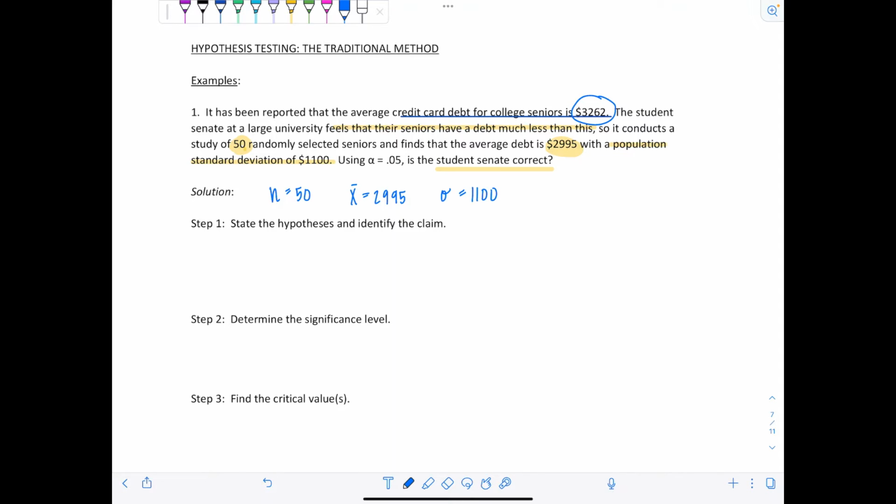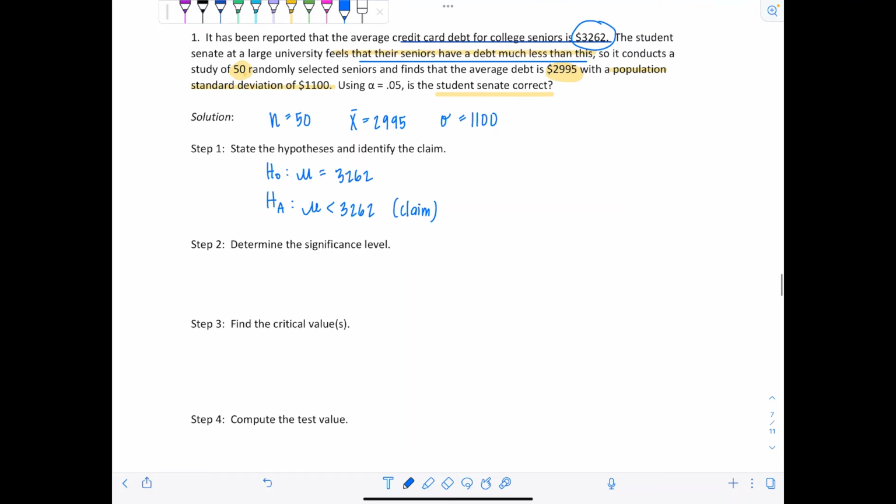What does that mean? This 3262, that's not from a sample. That's just what's reported. So that's what it's believed the population mean is equal to. Okay. So the null hypothesis is always going to be mu equals what? 3262. Identify the claim. What's the alternative? Well, if you read that second sentence, it's in there. It says the Student Senate feels their seniors have a debt much less than this. So they're claiming, the Student Senate is claiming mu is less than 3262. That's the claim. Okay. Good. Determine the significance level. Well, it's been given to us. Alpha is 0.05.